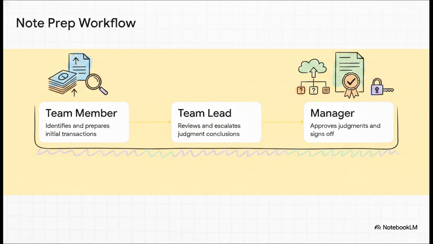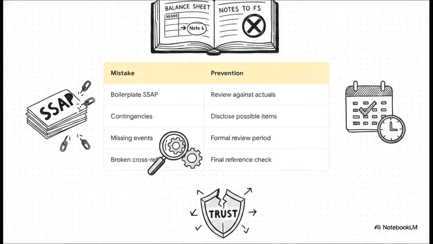Establishing this exact hierarchy and clear ownership over note preparation radically reduces errors and ensures that borderline classifications are handled properly long before issuance. Let's apply our cause and effect framework one last time by looking at the most common, entirely preventable mistakes. We've talked about the danger of boilerplate SSAP language, missing subsequent events, and inadequate contingencies. But look at the note organization itself.